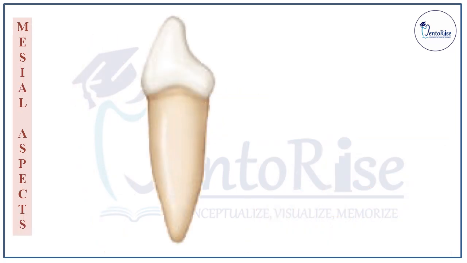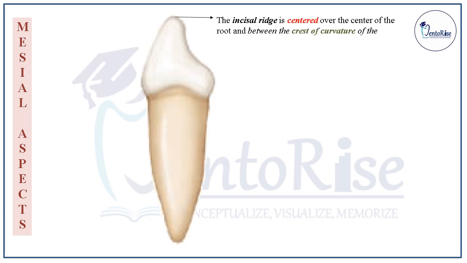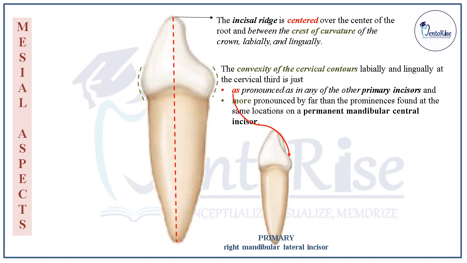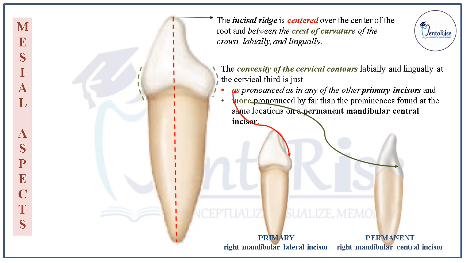If we talk about the incisal ridge as seen from the mesial aspect, then the incisal ridge is centered over the center of the root as well as between the crest of the curvature of the crown labially and lingually, as you can see in the figure. Also, the convexity of cervical contours labially and lingually at the cervical third is as pronounced as that seen in the primary incisors, and is more pronounced than that found on the permanent mandibular central incisor. Please observe the figure.